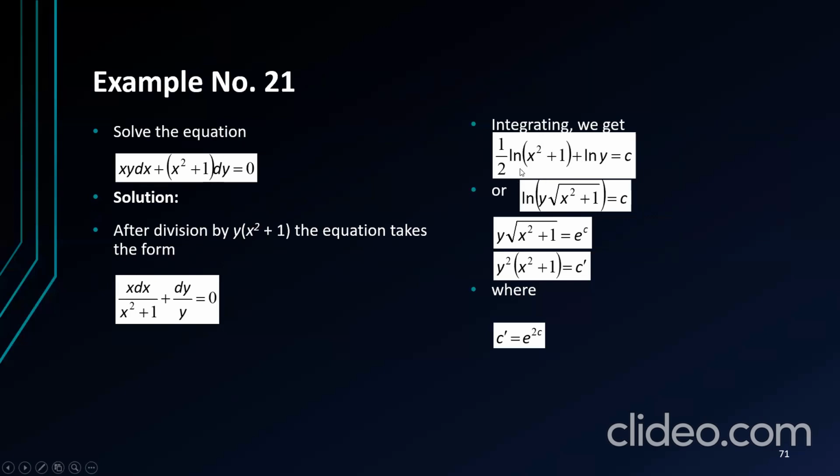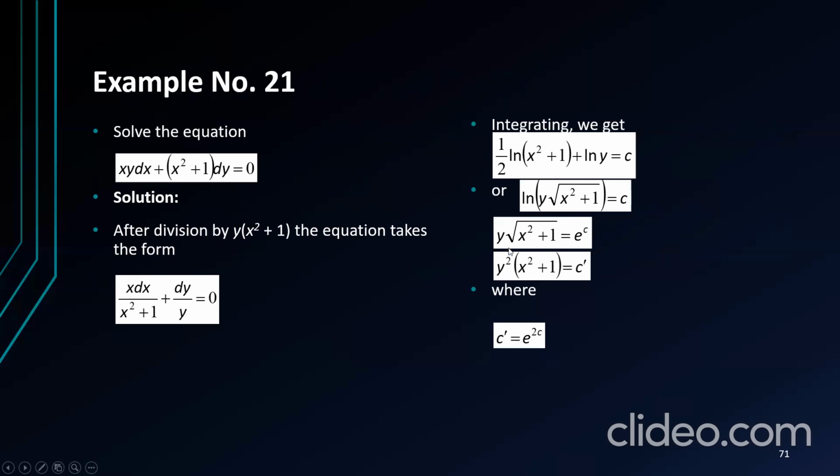Integrating, we get 1 half of ln of (x squared plus 1) plus ln of y is equal to c. Or, since ito, 1 half, ilagay mo doon sa taas kasi laws of logarithm. Then, yung sum niya is magiging product dito. So, ln of y times the square root of x squared plus 1 is equal to c. So, hindi pa ito final mong sagot. Okay? Kasi simplify mo pa siya.